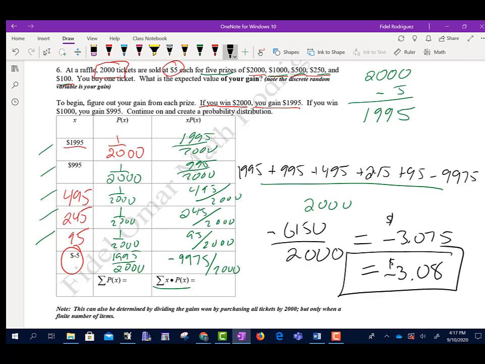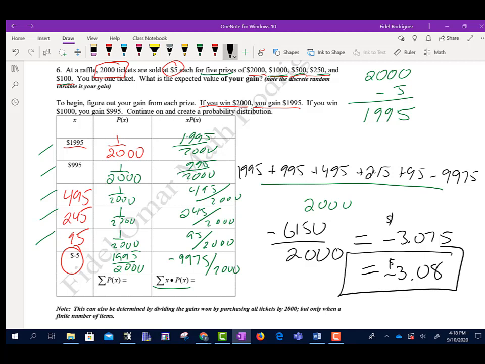Okay. What this means is if I keep playing this game, and suppose this is a raffle that's done every day for 10 years, and I do this every day for 10 years, there's going to be days that I'm going to win money. There's going to be days that I'm going to lose money, because you can see that out of the 2,000 tickets, 1,995 are losing tickets. But there's going to be days that I'm going to get lucky.